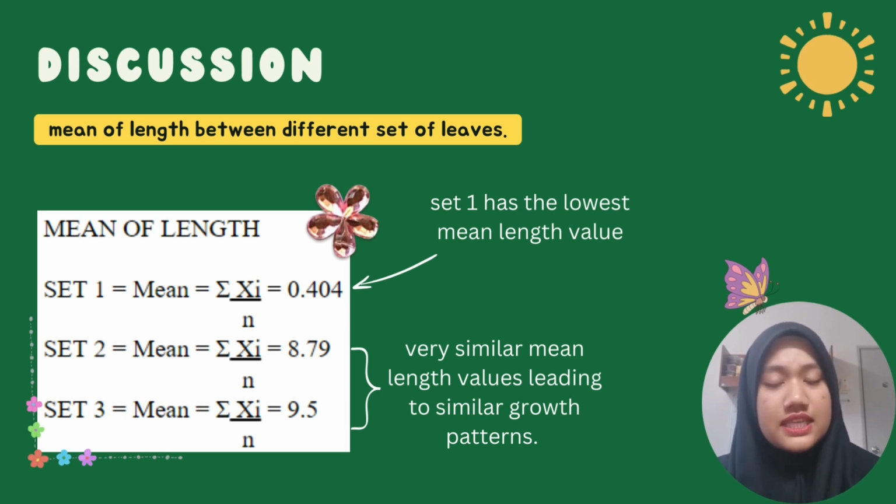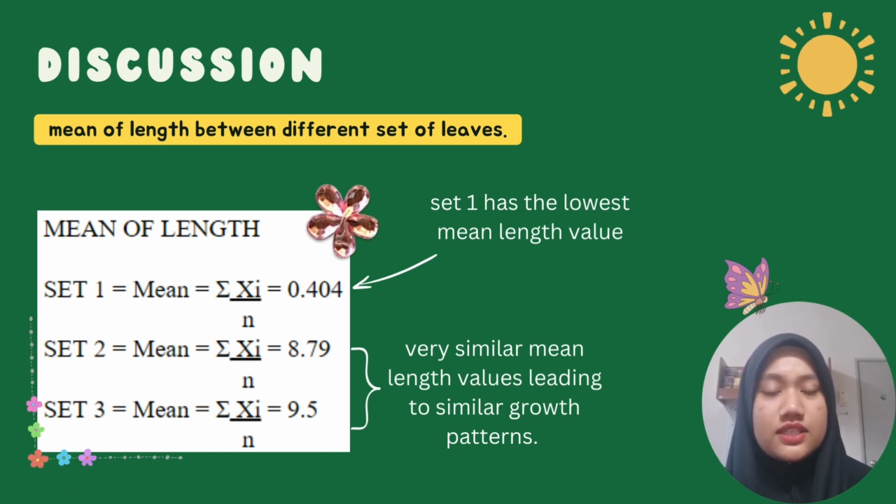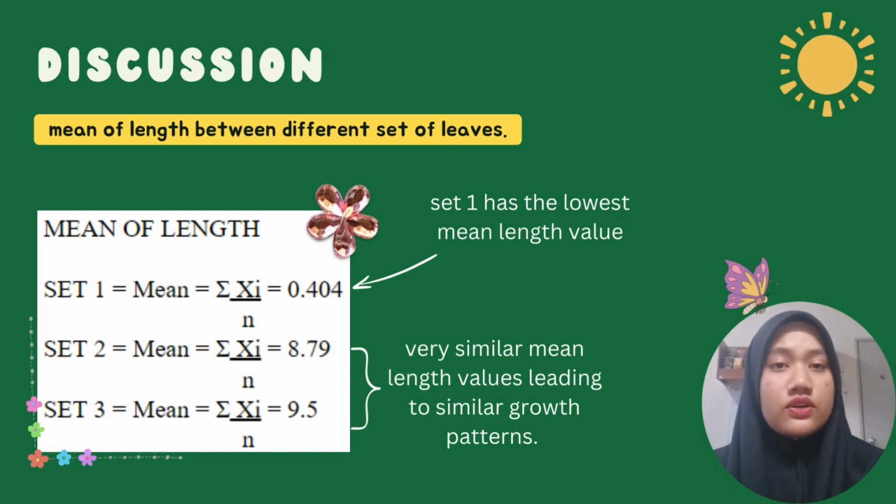There is a difference in mean leaf length increase between set 1 and set 2 of approximately 8.386, but sets 2 and 3 have very similar mean length values, indicating that these two sets may have leaves from similar species or conditions, leading to similar growth patterns. The average leaf size in set 1 is much smaller. The leaves in sets 2 and 3 are larger and more similar in leaf size.